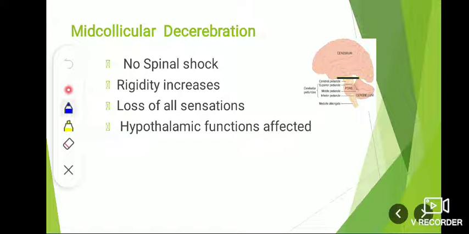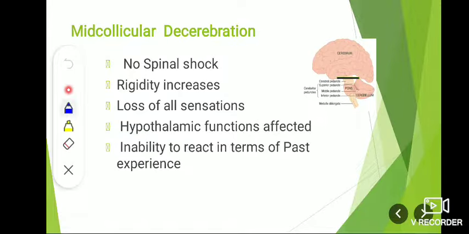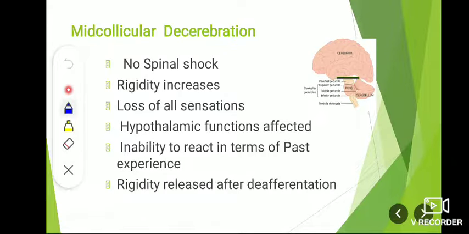Hypothalamus function is affected because the hypothalamus is also affected. Inability to react in terms of past experience, so learning again is affected because the cortex is the main center for learning. Rigidity is released after deafferentation, because these are all influencing the gamma motor neuron. Through the gamma motor neuron rigidity was there, but as the sensory nerve is cut off, rigidity is lost. So it indicates that all these tracts coming from the cortex and basal ganglion are ending on the gamma motor neuron.